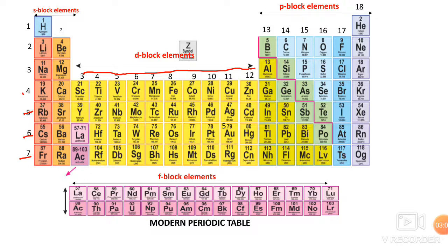Then, these D block elements are again called transition elements. Transition elements are those elements which have incompletely or partially filled D subshell in their ground state as well as in any one of their common oxidation states.